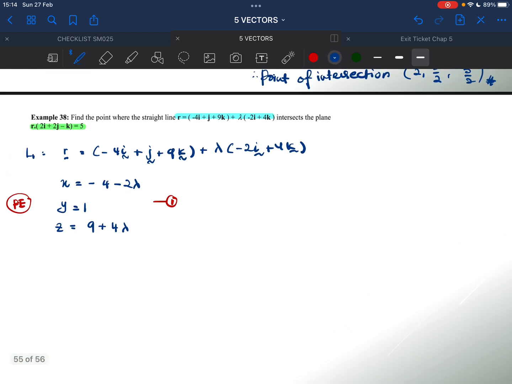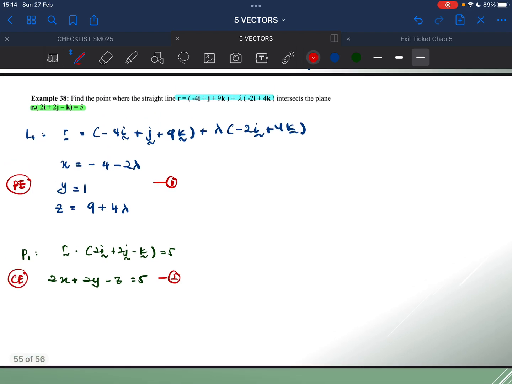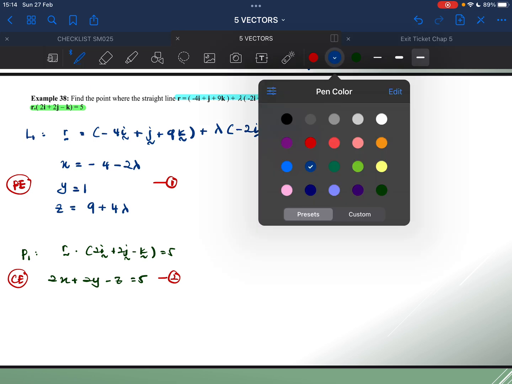So next we have to find the Cartesian equation of the plane, which for the plane here we have the vector equation r dot (2i plus 2j minus k) equals 5. The same thing here, your r is actually x, y, z. So that's why we have 2x plus 2y minus z equals 5. Okay, so this is the second equation, this is the Cartesian equation of the plane. Now go to the first step, which is to substitute the line into the plane.